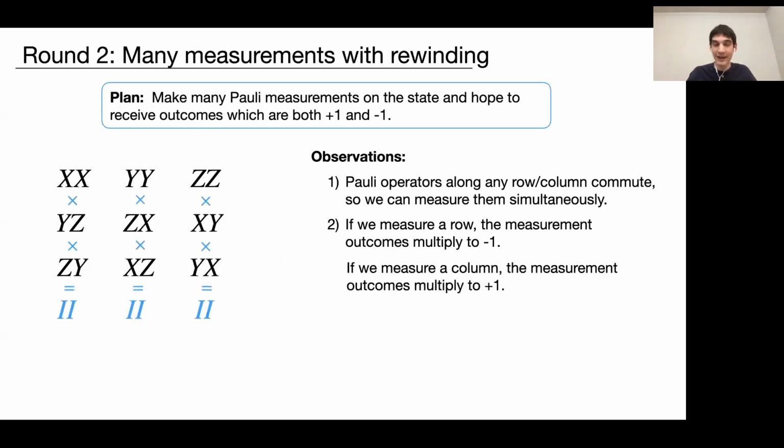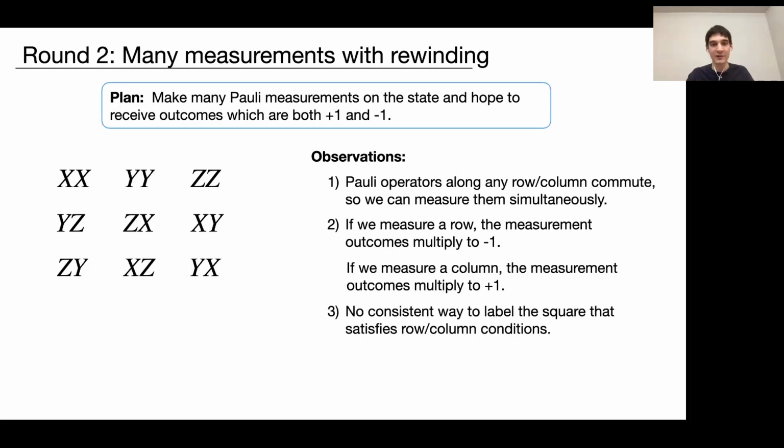And similarly, if you look at the columns of this matrix, then all of the columns multiply out to positive the identity. So if we measure a particular column, then the measurement outcomes for each individual Pauli must multiply out to +1. Right? And now you may see the inherent tension here, right? There's actually no consistent way of labeling this square with +1 and -1 such that you satisfy all of the row and column conditions that I just mentioned above. So let me give you an example for that.